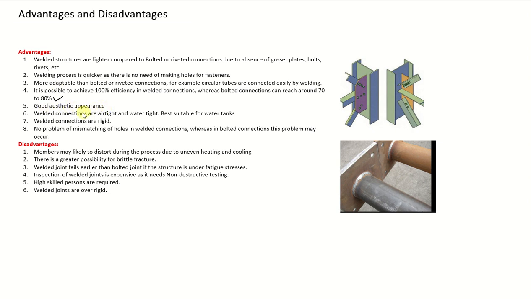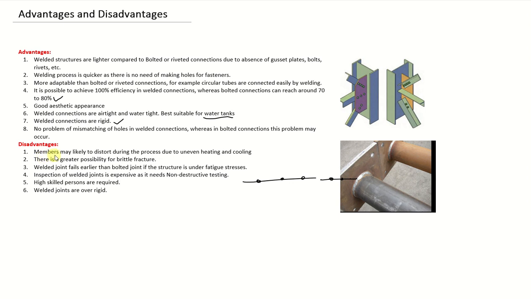Good aesthetic appearance. Welded connections are airtight and watertight, so they will be better suitable for water tanks. These are rigid, so also these are very difficult to dismantle. No problem of mismatching of holes in welded connections. For example, if you want to have two connections, there is no mismatching of holes. You can easily connect them by welding.